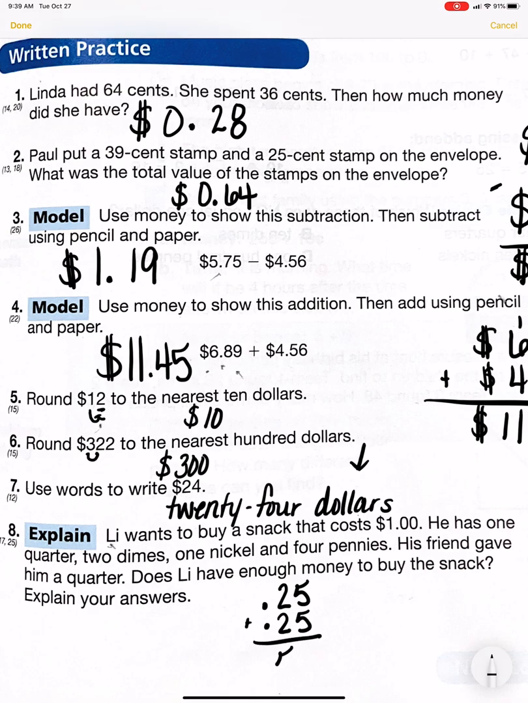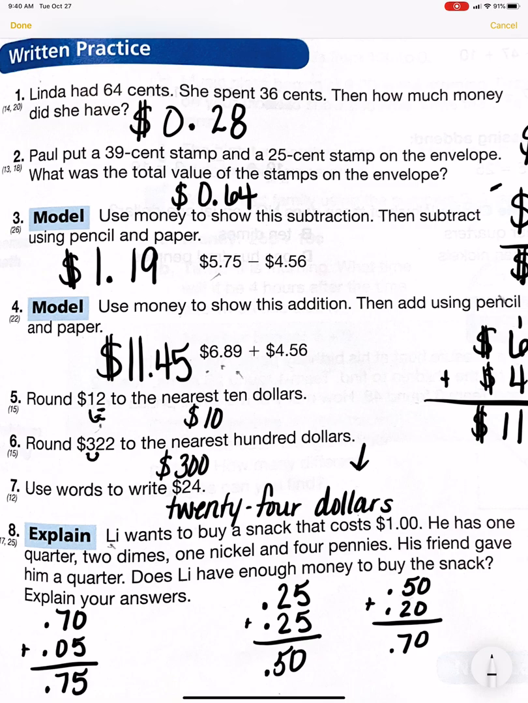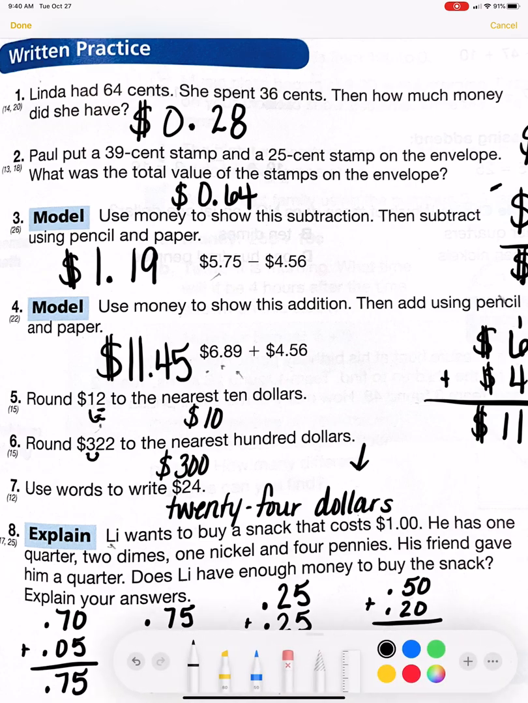So that is 50 cents in quarters. He has 2 dimes. So if we add the 20 cents, that equals to our 50 cents in quarters. We have 70 cents. If we add 1 nickel to our 70 cents, it is 75 cents. And if we add 4 pennies to our 75, we get 79 cents. He does not have enough money for the snack because 79 is less than $1.